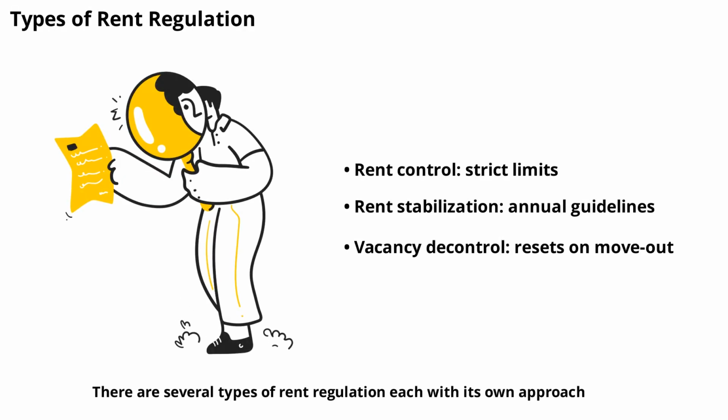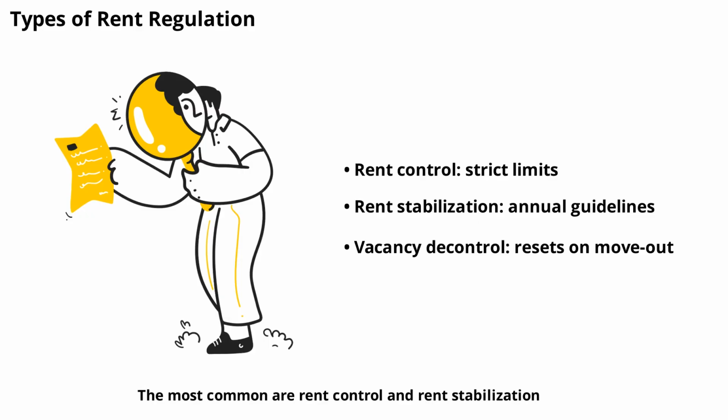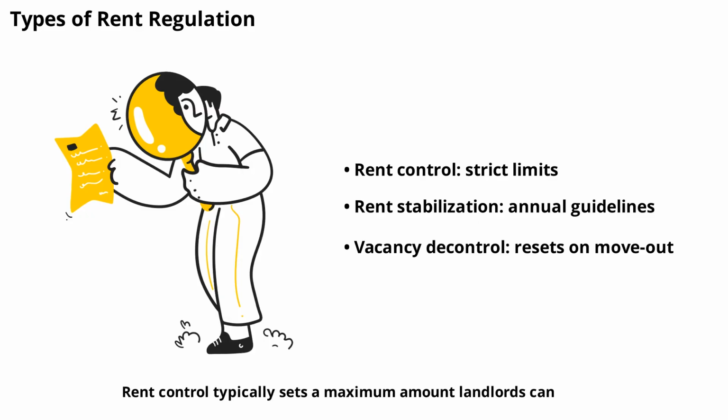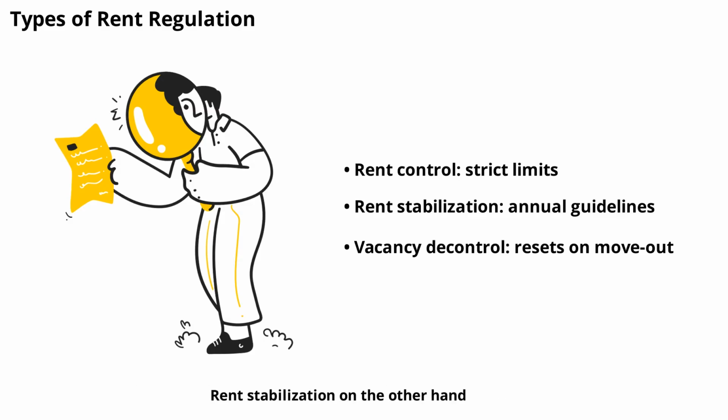By setting limits on how much and how often rent can increase, these laws aim to keep communities stable and diverse. There are several types of rent regulation, each with its own approach. The most common are rent control and rent stabilization. Rent control typically sets a maximum amount landlords can charge and limits increases to a fixed percentage or amount. Rent stabilization, on the other hand, allows for annual increases, but usually ties them to inflation or a government-set guideline. Some areas also have vacancy decontrol, where rents can be reset when a tenant moves out. Understanding these types helps you know what protections or obligations you might have.